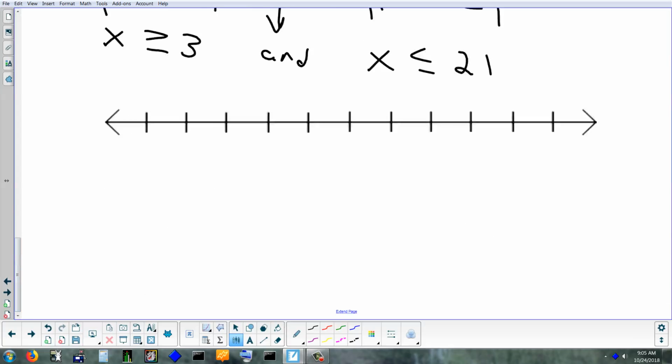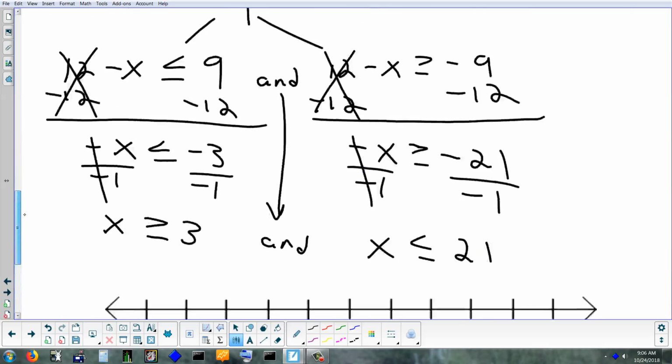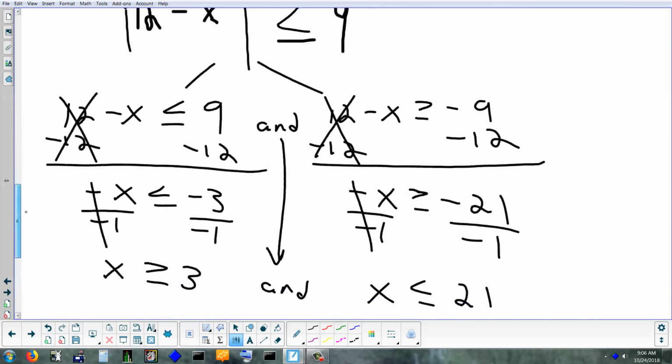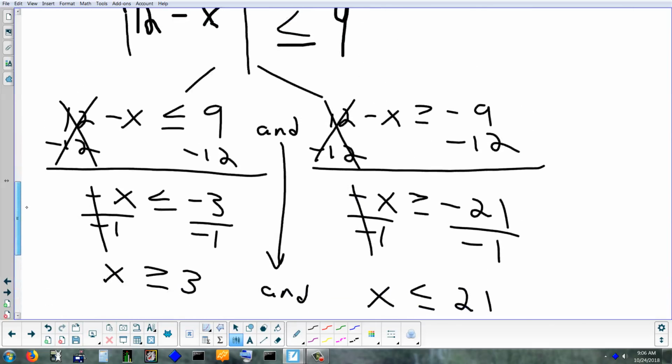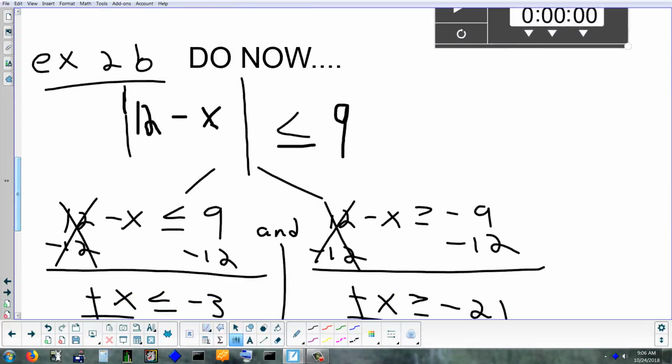Let's go by 3s. So we've got 0, 3, 6, 9, 12, 15, 18, 21. What kind of circle on 3? Closed. What kind of circle on 21? Closed. They're pretty much always the same. When you do an absolute value inequality, they're either both open or both closed. You don't get one of each, because you're always looking at the original symbol, and the original symbol has an equals or it doesn't.